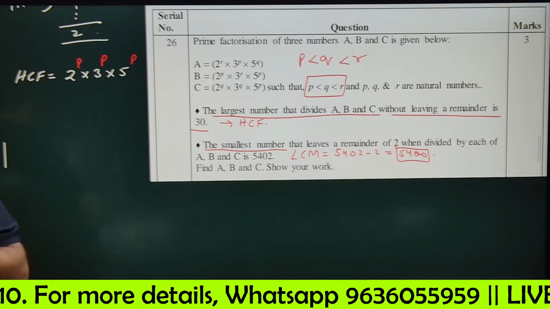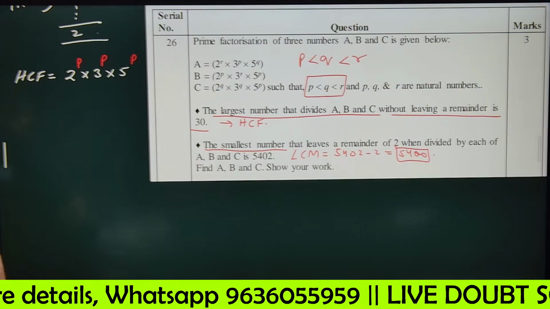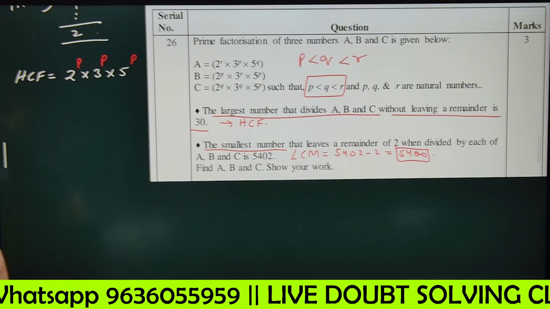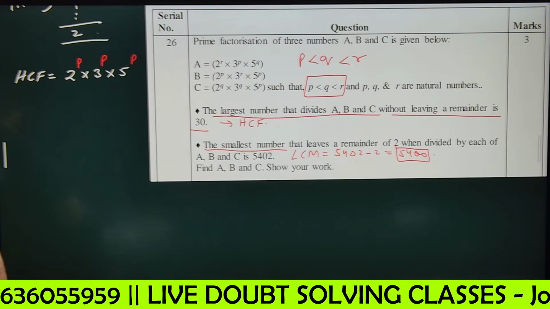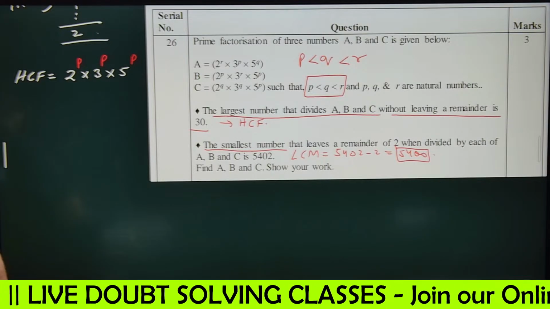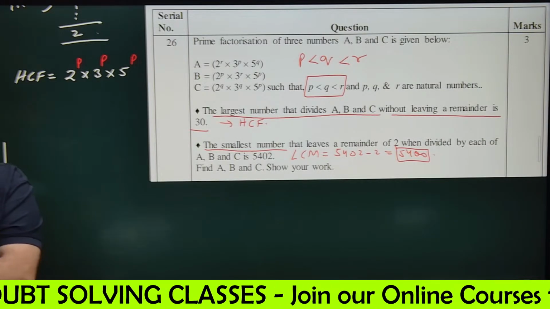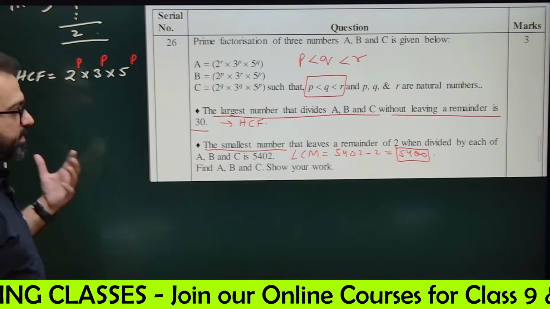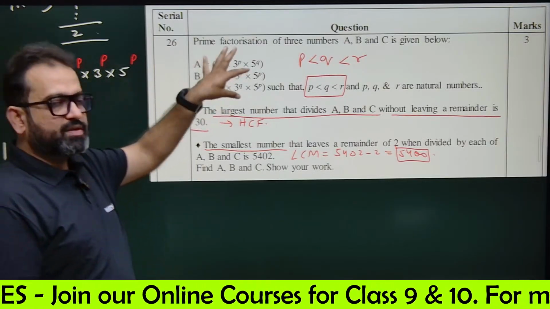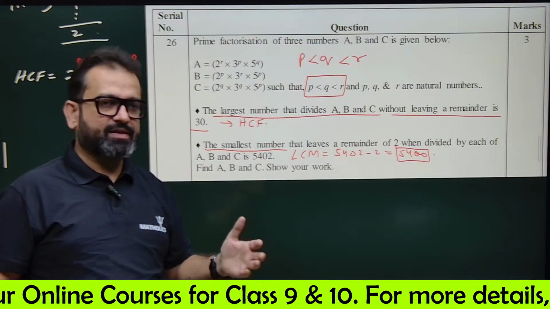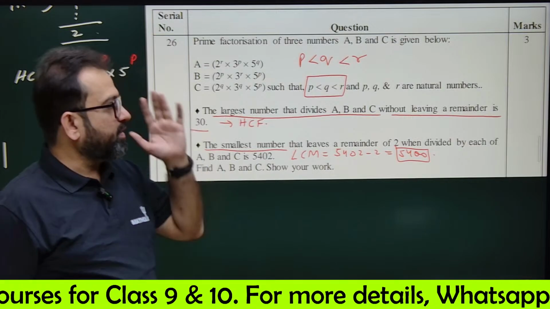You just have to predict. Is it clear? If you can predict, this is the question for you guys. How did we find this? Again, see, common factors. HCF means all the common factors, right? LCM means all the factors, right? So what will HCF be?